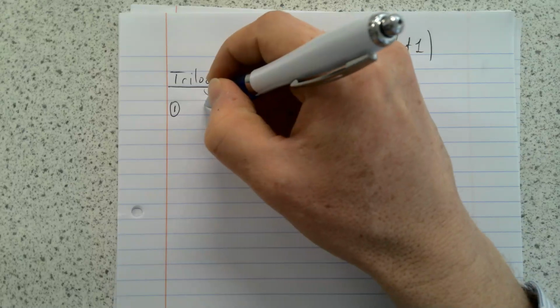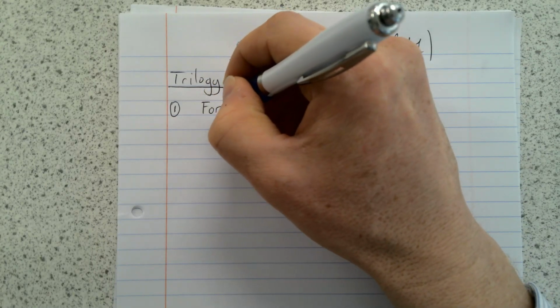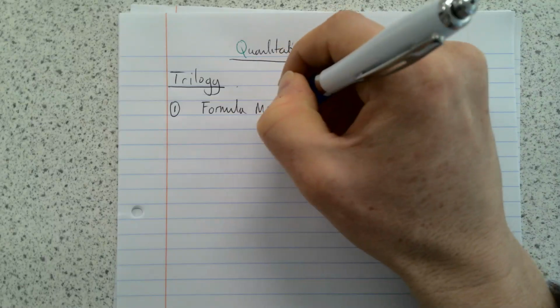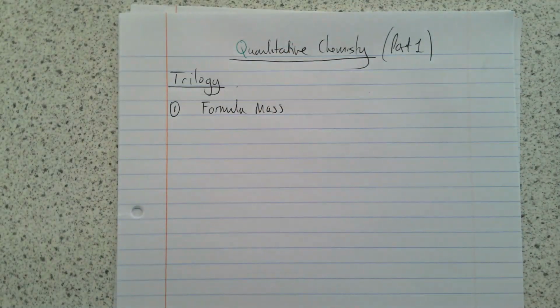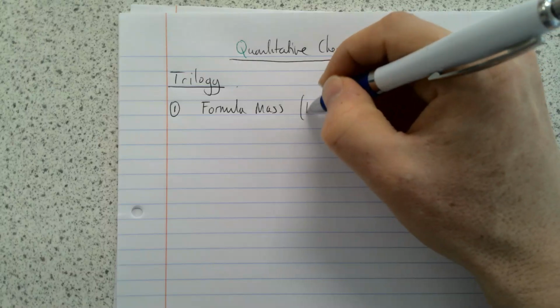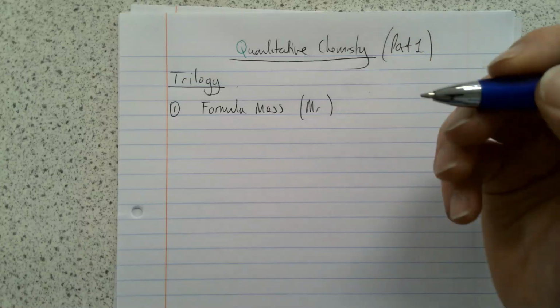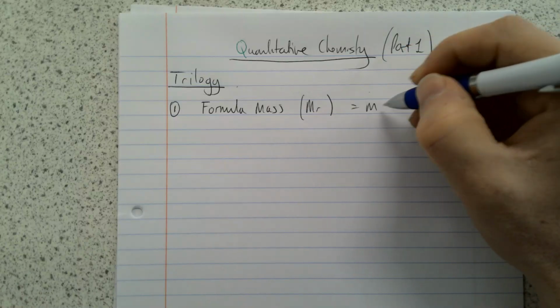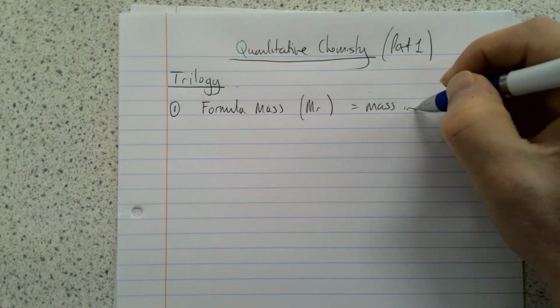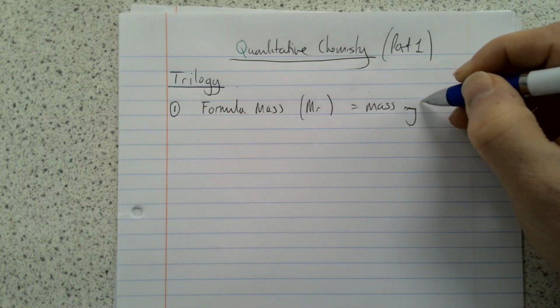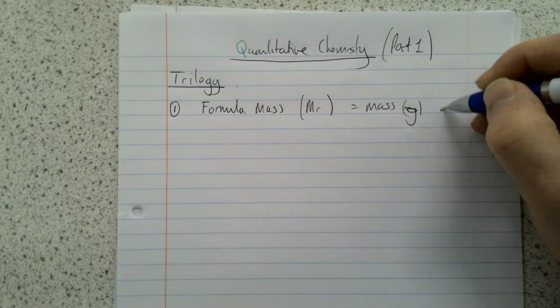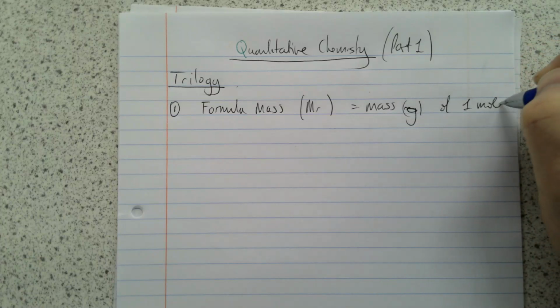That's calculating the formula mass of a compound from its chemical formula, okay? Sometimes that's given the symbol M with a subscript r, and that is, by the way, the mass in grams of 1 mole. And we'll talk a bit about moles in a bit.